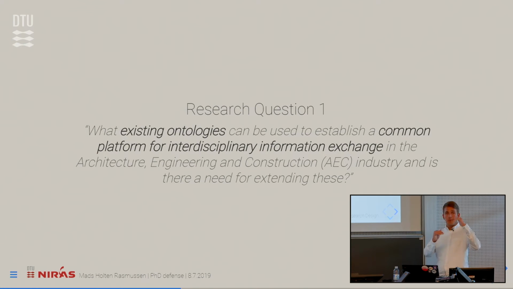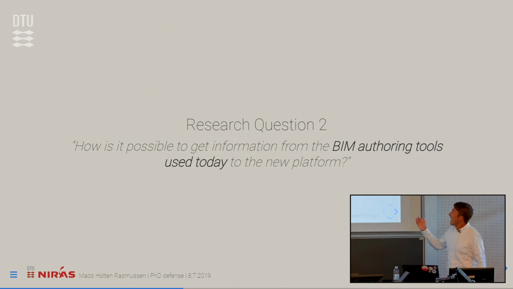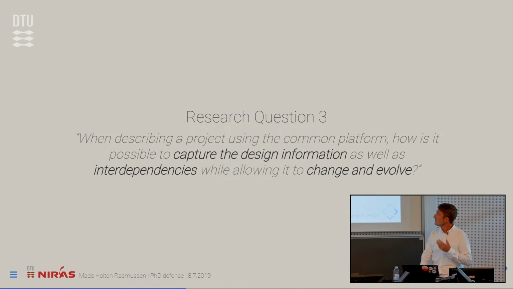For the first question, I have 3 sub-questions that basically boil this down a bit more. What existing ontologies can be used to establish this common platform for interdisciplinary information exchange in the AEC industry, and is there a need to extend these? How is it possible to get information from the BIM authoring tools used today, like Revit and ArchiCAD, to the new platform? And research question 3, when describing a project using the common platform, how is it possible to capture design information as well as interdependencies while allowing them to change and evolve?